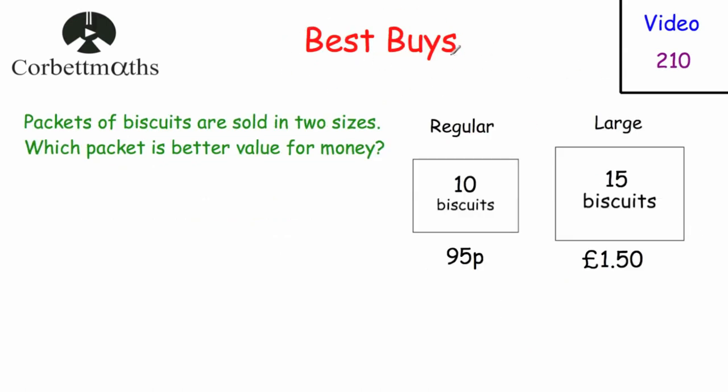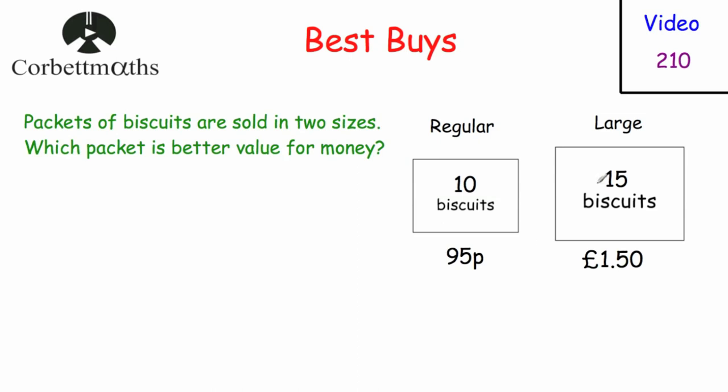So our next topic is Best Buys, which is video 210 on Corbettmaths. So here we've got a Best Buys question that says packets of biscuits are sold in two sizes. You've got a regular box of biscuits, which has 10 biscuits for 95p, and we've got a large box of biscuits, which is 15 biscuits, and it costs £1.50. And the question asks, which packet of biscuits is better value for money?